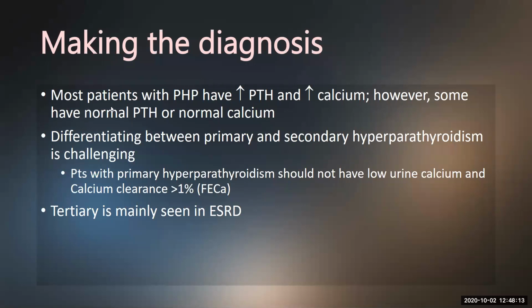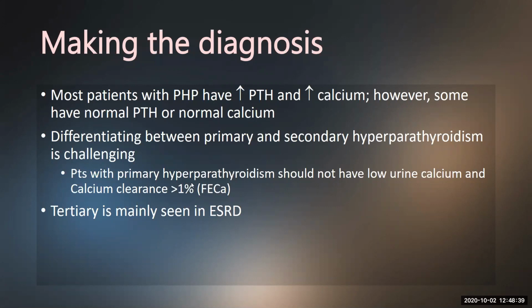So when you make the diagnosis, clearly patients that have primary hyperparathyroidism, it's directly the parathyroid that's causing hypercalcemia, so both should be up. But some patients could theoretically have a normal PTH with a normal calcium. It's just not common, and you're not going to be tested on that because it doesn't fit the perfect picture, which is what boards like to test you on. Differentiating between secondary and primary is challenging. They're not going to really ask you about it.